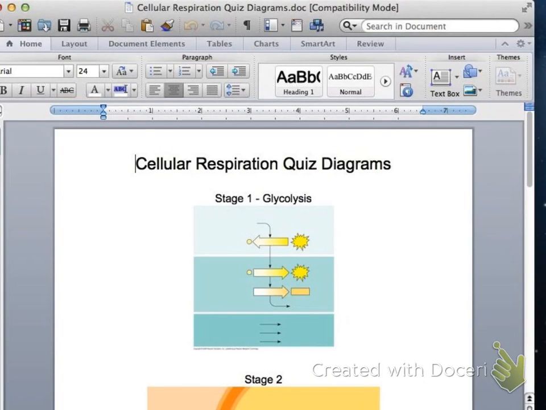This is an overview of glycolysis, which is the first step in cellular respiration. My students are currently preparing for a quiz over cellular respiration, which is why the title of the document there is Cellular Respiration Quiz Diagrams. And if you're just watching to review, that's great. You don't have to worry about a quiz, but my students are studying and preparing for the AP Biology exam.